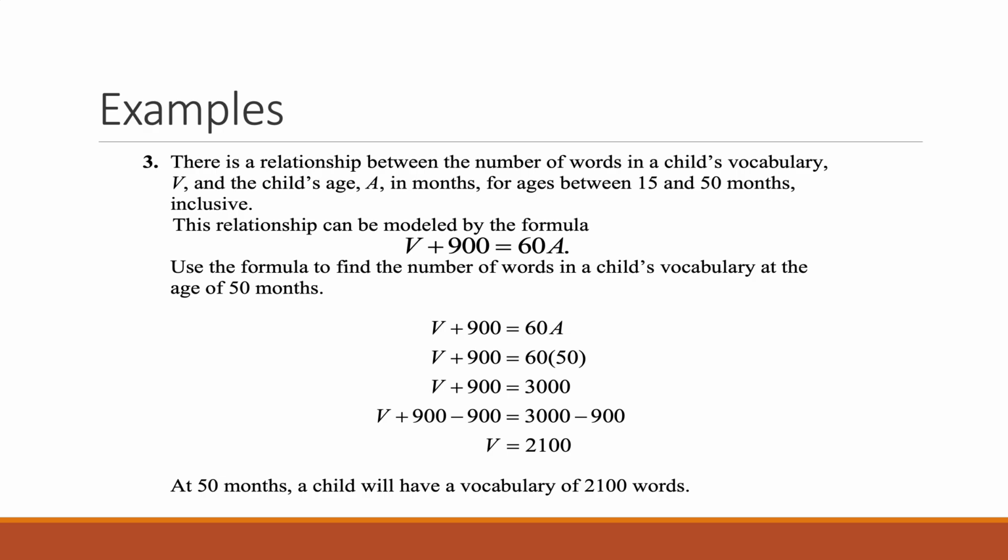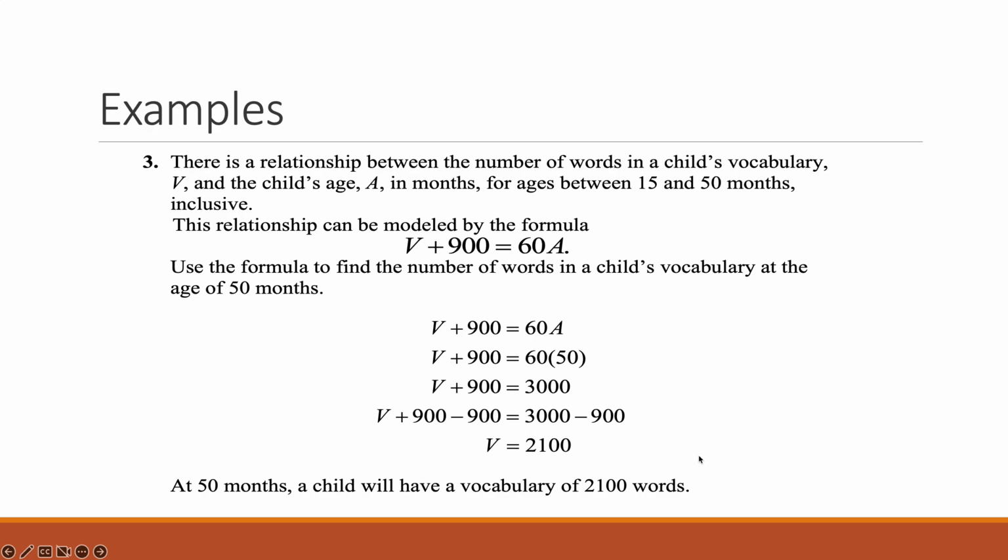So you just substitute the things into there. You want the words, which is V, and the age is 50 months. So we substitute nothing for V because we don't know what that is, but we substitute 50 for A. And I get V plus 900 equals, and then 60 times 50 is 3,000. I tend to write my work vertically, but this is just horizontally. It said plus 900, so the person who solved this did minus 900 to both sides, and V is 2,100.